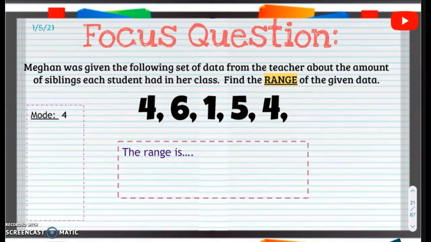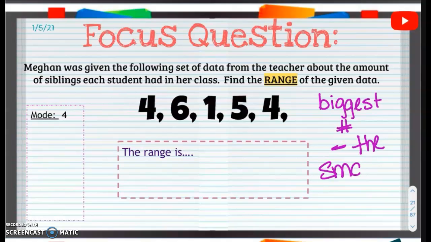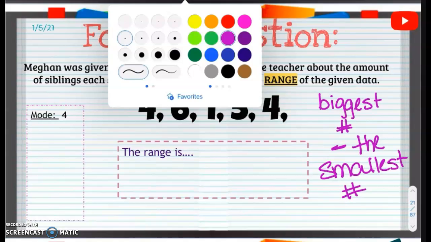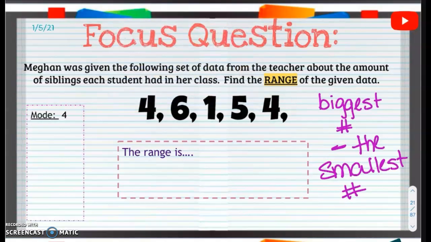So the range is going to just be the biggest number minus the smallest number. So the biggest number minus the smallest number. So now what we can do is put these in order so that I know what is the biggest number and what's our smallest number.